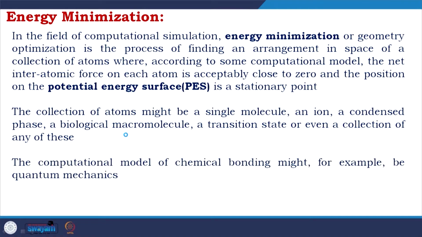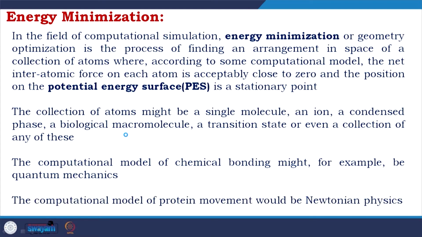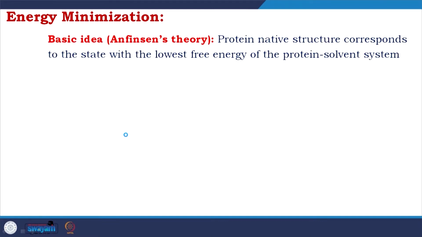The computational model of chemical bonding comes, for example, from the calculation of quantum mechanics, whereas the computational model of protein movement comes from Newtonian physics. When we come to protein, as I told, minimization has a huge role in studying protein. We will go back to Anfinsen's theory.